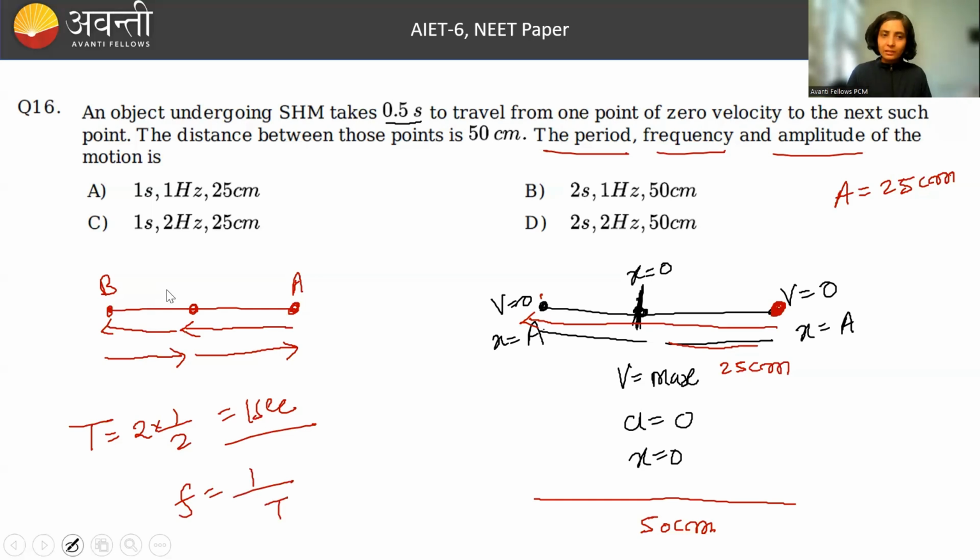The SI unit of frequency is hertz, when you are taking time in seconds. So 1 by 1 second, and this is equal to 1 hertz. And that is how we'll reach the answer.